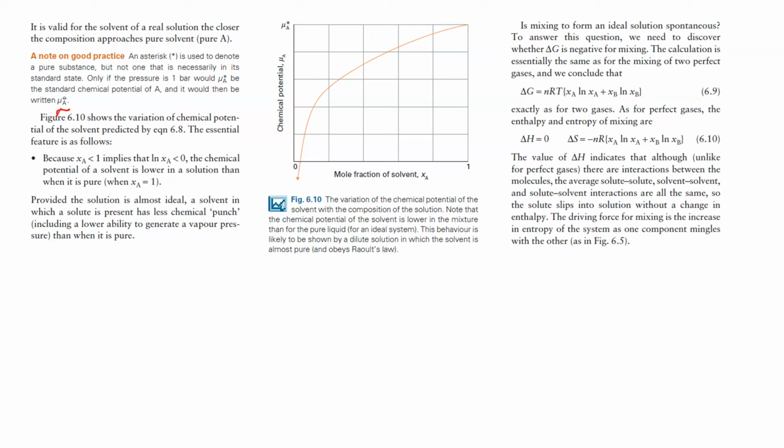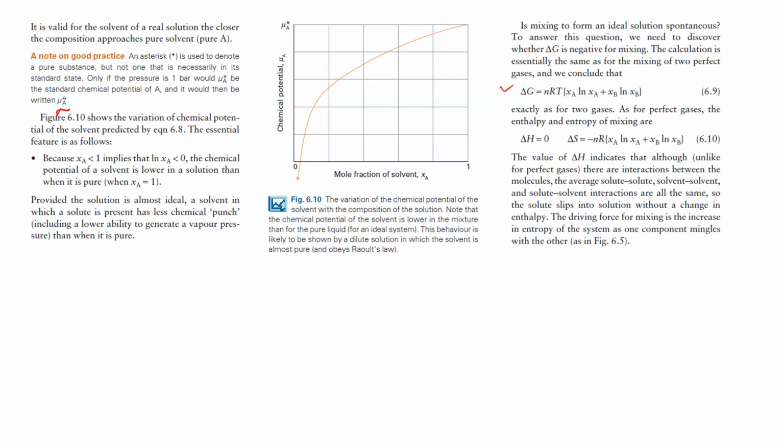Is mixing to form an ideal solution spontaneous? To answer this question, we need to discover whether delta G is negative for mixing. The calculation is essentially the same for the mixing of two perfect gases, and we conclude the following: delta G equals nRT times the mole fraction A times natural log of mole fraction A plus mole fraction B times natural log of mole fraction B, exactly as for two gases.